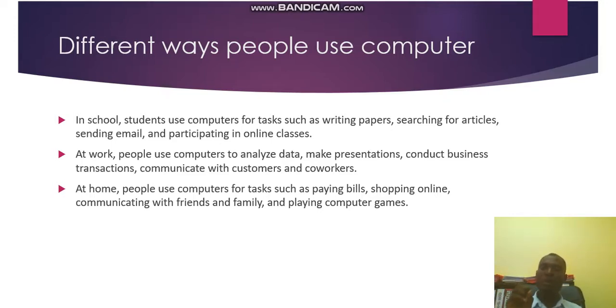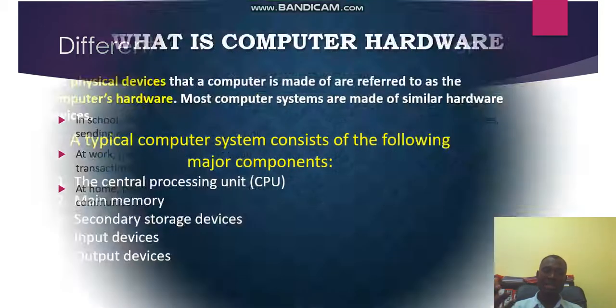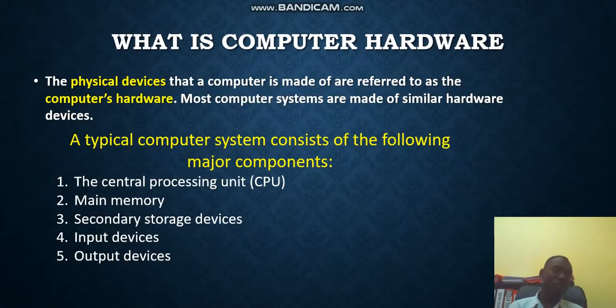There are many uses of computers, at school, at the workplace, and everywhere, even to you as an individual. Now, what is computer hardware? Well, we know about computers. We know why people use computers. But before you can get data into a computer, you must know the hardware part of a computer. The hardware is the physical devices that a computer is made of. You get it? The physical devices that a computer is made of are referred to as the computer hardware.